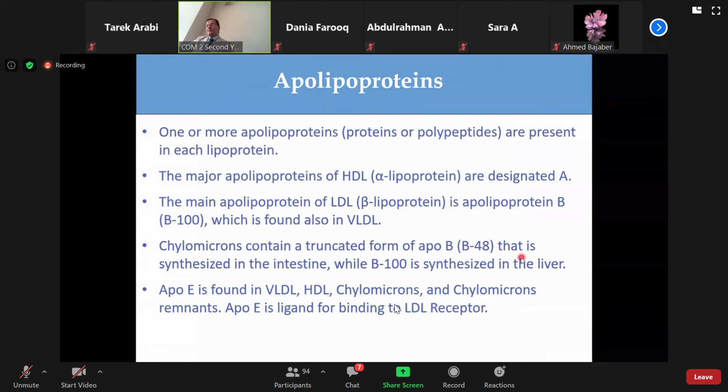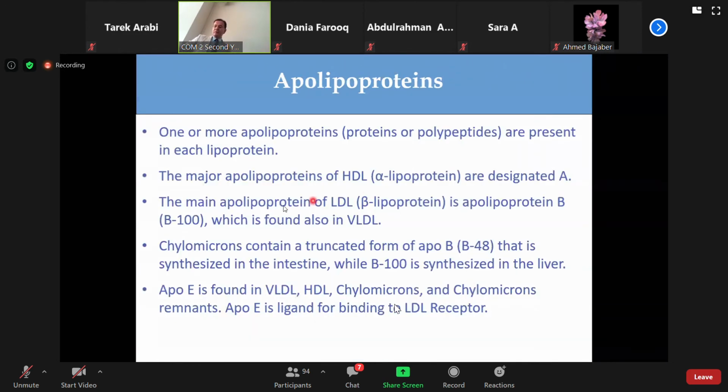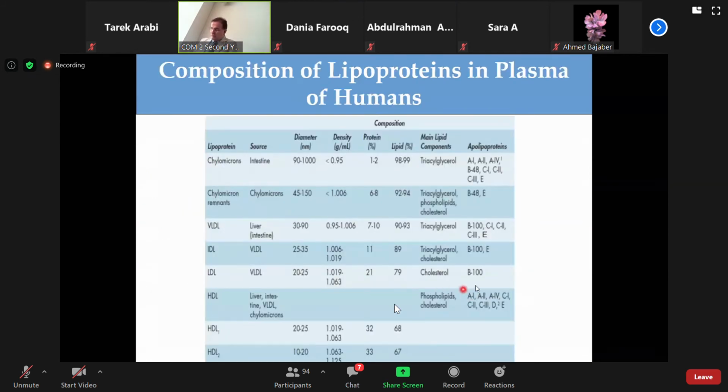If you look into these lipoproteins, the major apolipoprotein of high density lipoprotein is the alpha lipoprotein, which is designated as A. You can see that it's mostly A1, A2, A4. The major lipoprotein of LDL is called the beta lipoprotein, and this is B100, which is found in the VLDL and LDL as well, mostly LDL. If you look into the VLDL, it has B100, but it has other apolipoproteins.